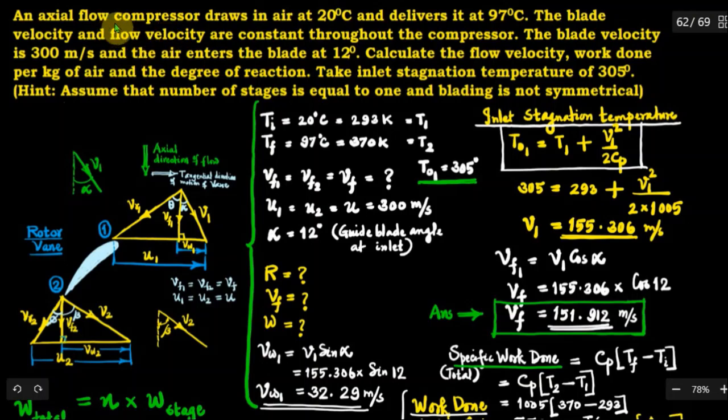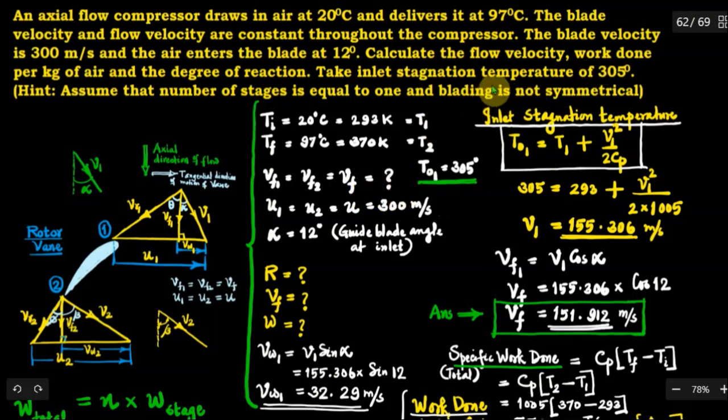Here consider the data. The air inlet temperature is 20 degrees Celsius, that is Ti, which is equal to T1, that is 20 plus 273, that is equal to 293 Kelvin. And the outlet temperature is 97 degrees Celsius, that is T final, which is denoted by T2, that is equal to 97 plus 273, that is equal to 370 Kelvin. And the blade velocity is 300 meter per second, that is U1. In fact, you know that U1 is equal to U2 is equal to U, that is equal to 300 meter per second. And velocity of flow is constant throughout, that is Vf1 is equal to Vf2 is equal to Vf, and we have to find that.